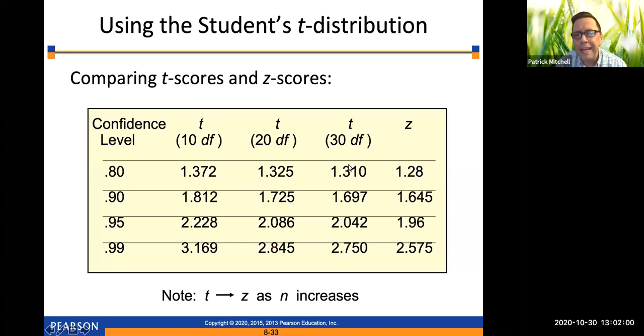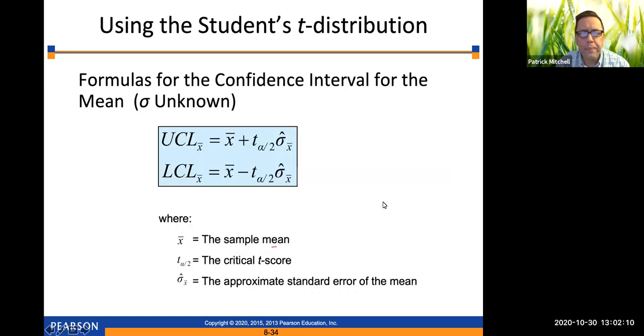So notice as we increase the degrees of freedom, the t-scores are all getting closer to the z-score for that confidence interval. So just like in the last section, a confidence interval is going to have an upper confidence limit and a lower confidence limit. Those are calculated very similarly to how we did it in the last section. What's the same is you start with X bar, the sample mean, and then you add and subtract the margin of error.